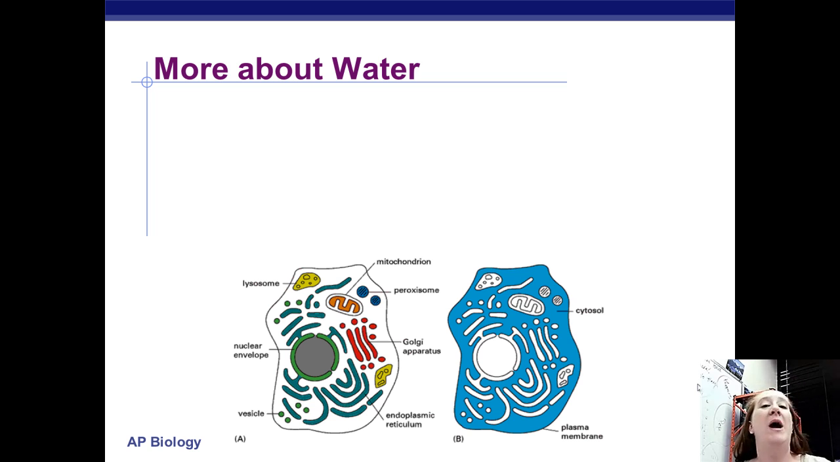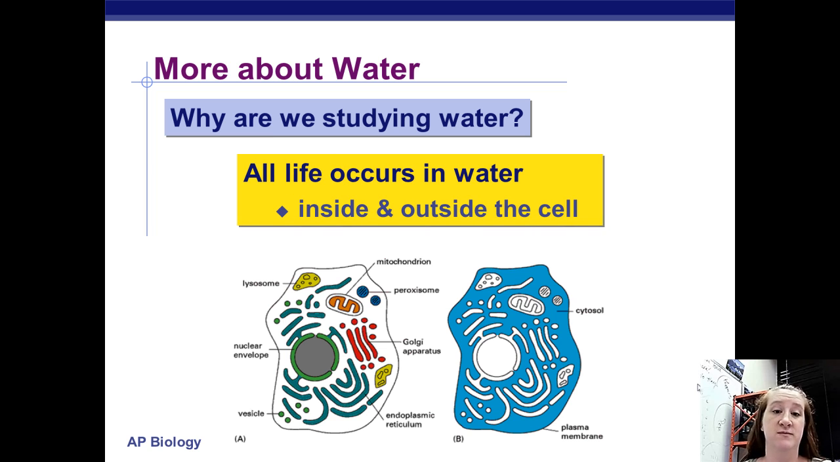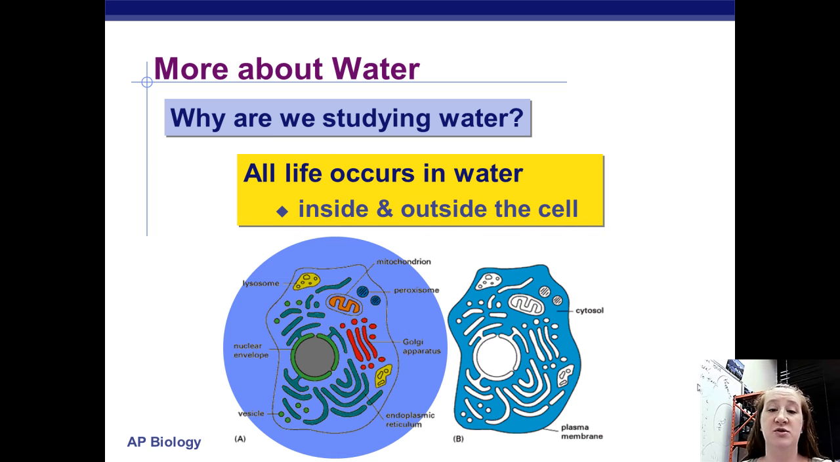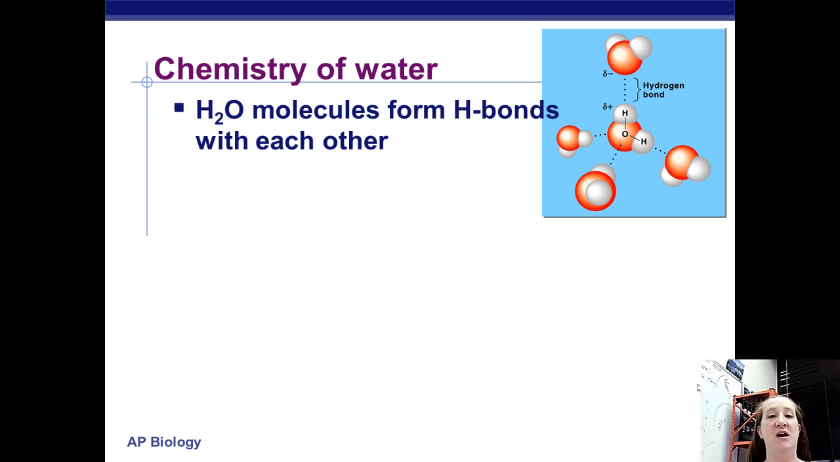All right, so why do we care about water in a biology class? Well, it's because all of life happens in or around water. So our cells are surrounded by water and our cells are filled with water. The chemistry of water makes water a really, really special molecule. And the main reason it's a special molecule is that it can hydrogen bond. One water molecule can hydrogen bond to another molecule. And it's because water is a polar molecule that it is able to do this.